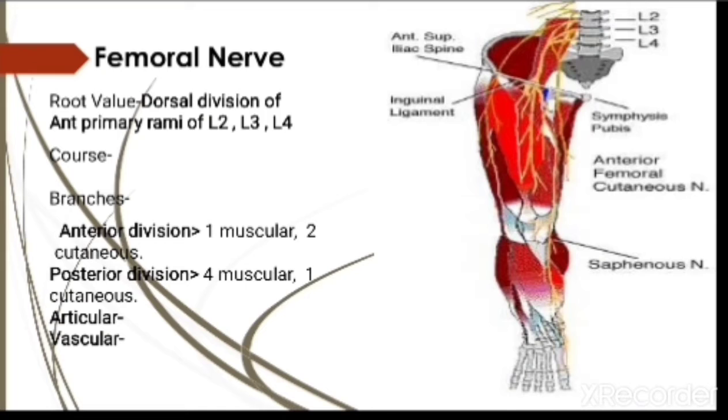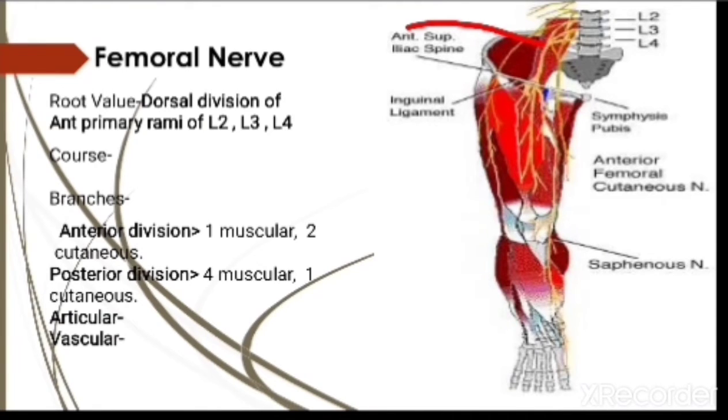Then the femoral nerve. The femoral nerve originates from the dorsal divisions of anterior primary rami of L2, L3, L4. These are the formations of femoral nerve. Then the course: this femoral nerve, after taking origin from the lumbar plexus, continues downwards on the anterior aspect of the psoas major muscle. This is the psoas major muscle.